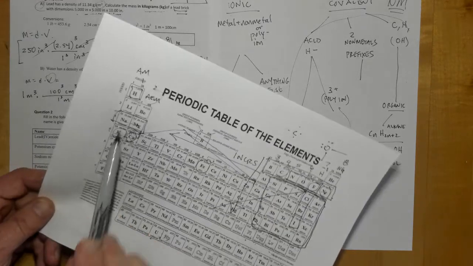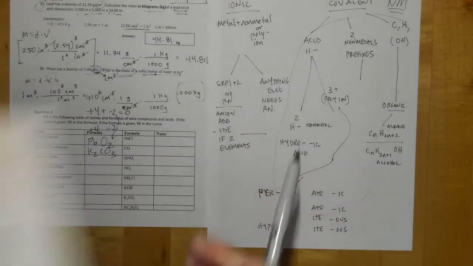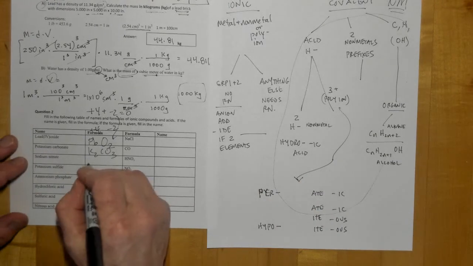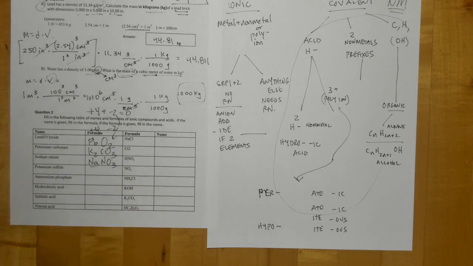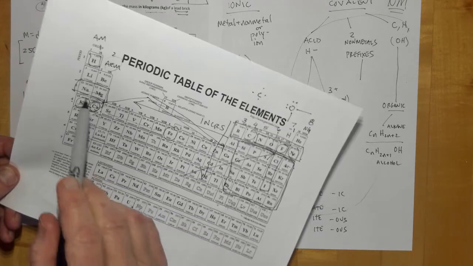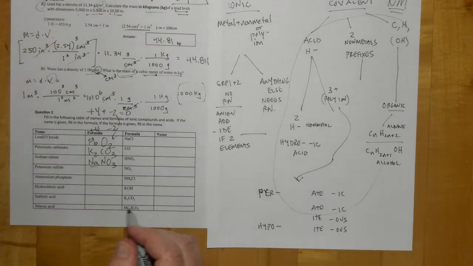Potassium carbonate is K2CO3. Potassium is +1 because it's in group 1, and then carbonate, of course, is a polyatomic ion on the back here that's -2. Sodium nitrate, NaNO3, sodium's +1 in group 1. Nitrate, of course, is a polyatomic ion on the back that's -1.